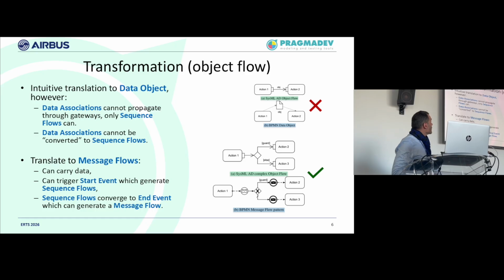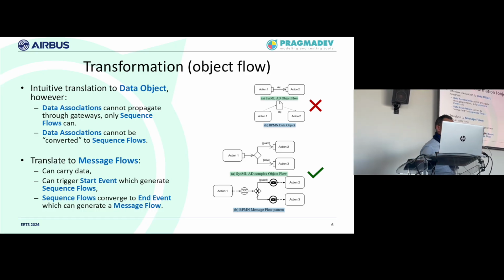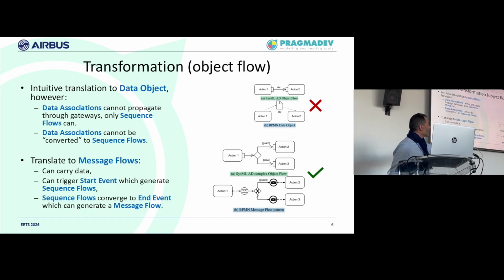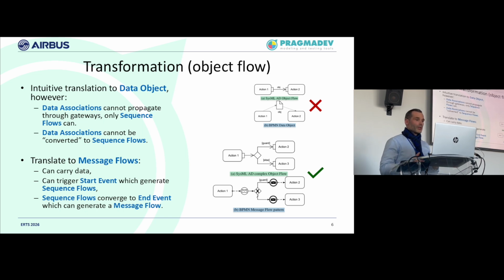Anyway, in the upper part of the image, the green part, we have a very simple example of an object flow in an activity diagram. The most intuitive translation, if we wanted to go to the BPMN world, was to use the concept of the data object, because it's very similar to the concept, even semantically, of the object flow in activity diagrams.